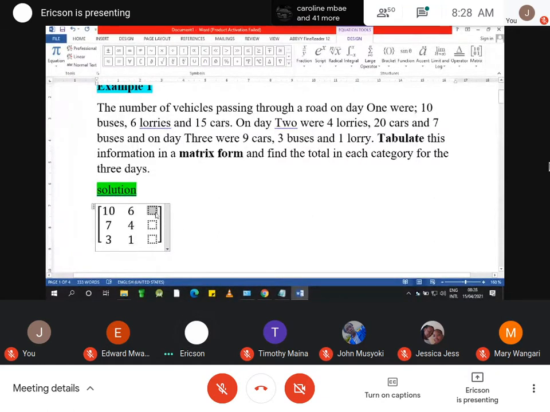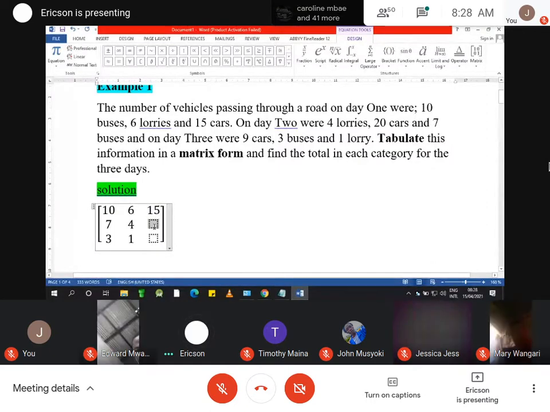The number of cars. First day we have 15. Second day we have 9. We have 20. And then the third day we have 9.